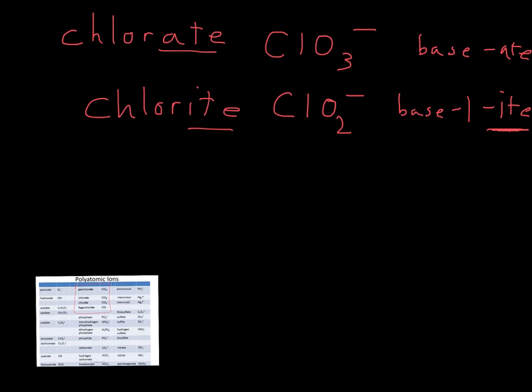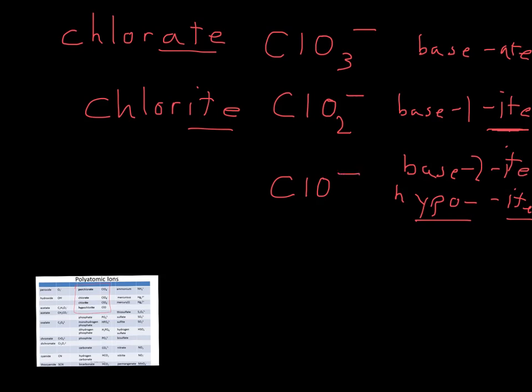So we've got ite. If we take away another oxygen, in other words, the base form minus 2 oxygens, we add the prefix hypo to the ite form. So we'd have hypo, and then we'd have ite. We'd have a prefix and a suffix. So when we subtract 2 oxygens from our ate form to make our polyatomic ion ClO negative, we would refer to this as hypochlorite.